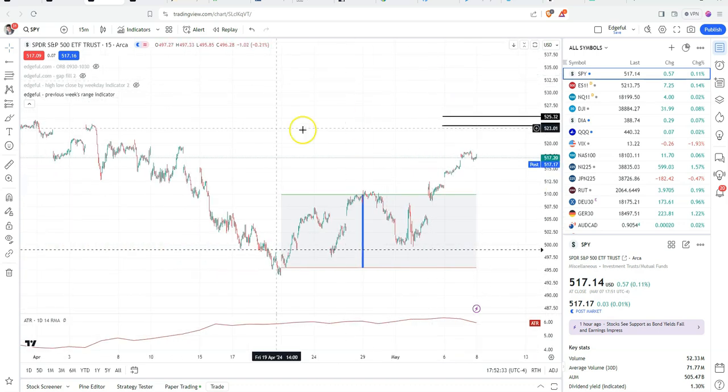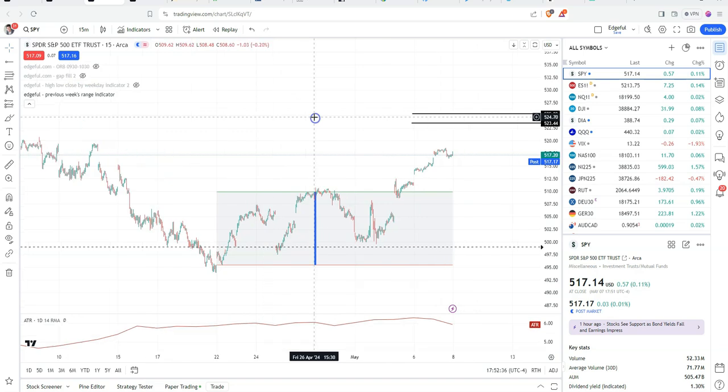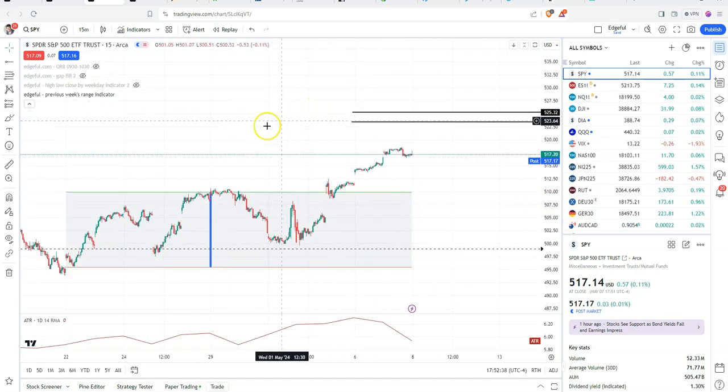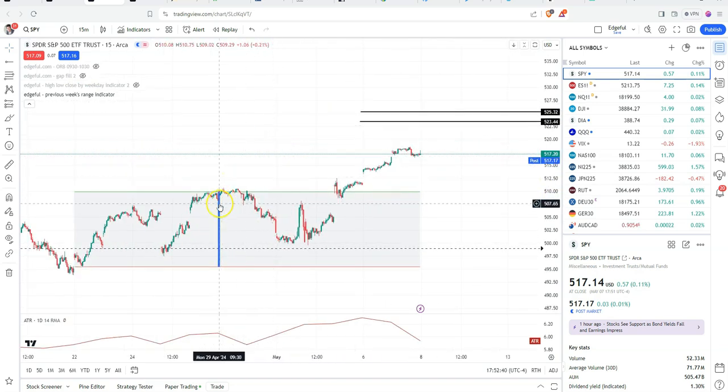What the previous week's range indicator shows: to the left of this thick blue line is the previous week's range. To the right of the blue line is the current week. You can see the green line at the top is last week's high. The red line at the bottom is last week's low. And clearly we have touched the previous week's high. Now if you want to switch back to Edgeful, I'm going to explain how this report works. That's the division from last week to this week.